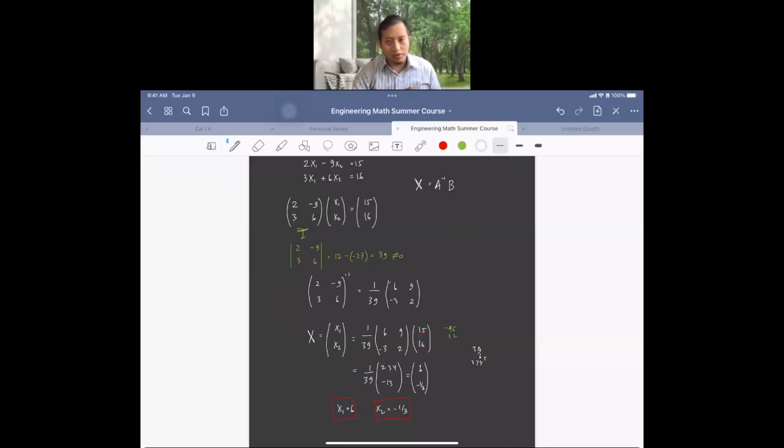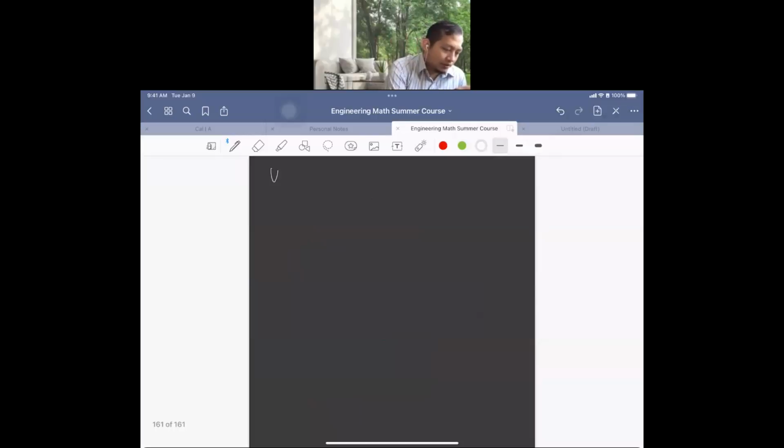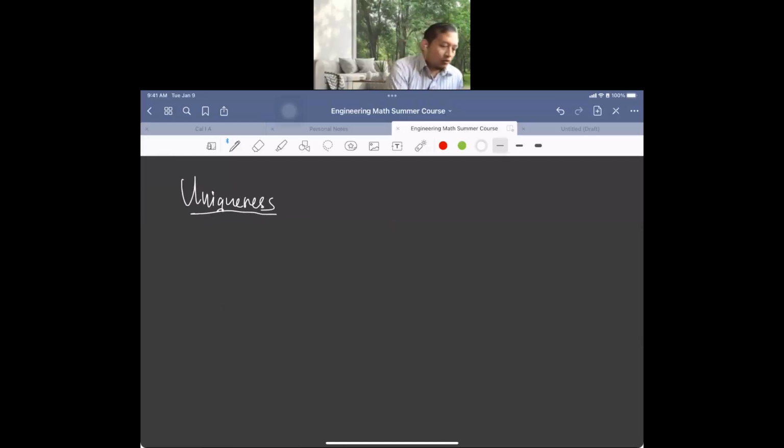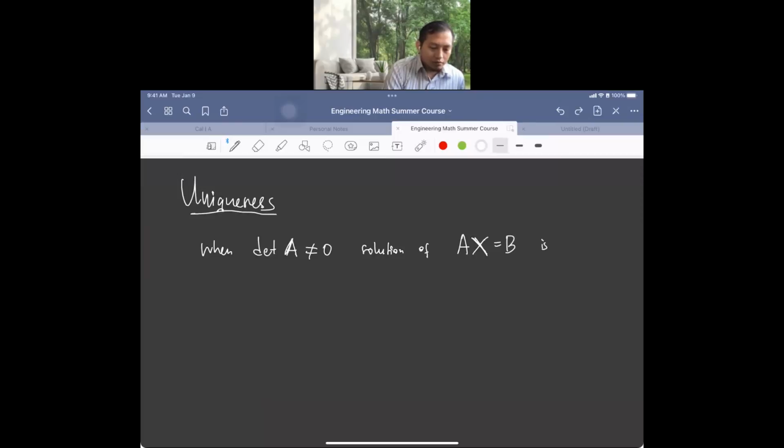Okay, the last part of this inverse is there also a homogeneous system we can have when we are having the trivial solutions. Okay. But before that, let me write some theorem about the uniqueness. So when determinant of matrix A is not 0, solution of system AX equal matrix B is unique.